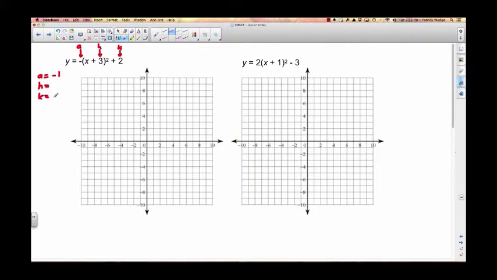The k value, I skipped the h for a reason. The k value is what? It's 2. And the h value is what? You're all rolling your eyes and saying it's 3, obviously. It's not 3. I'm sorry. It's not 3. It's -3. What? Why is it -3?